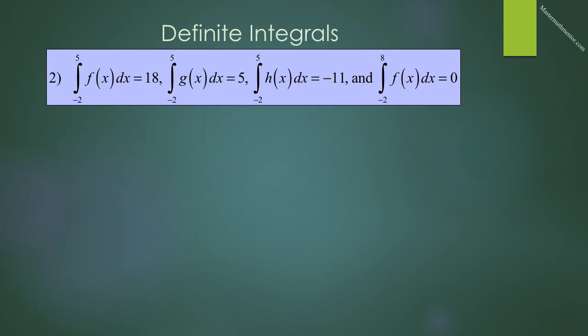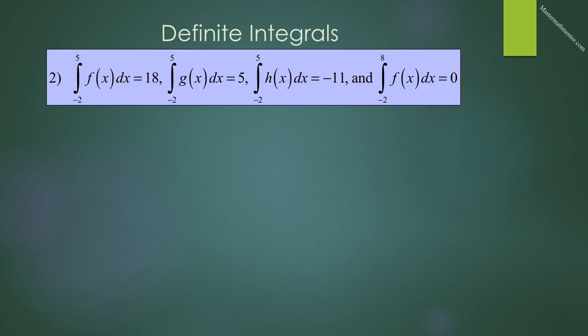In number 2, you are given some information about functions f, g, and h. You're told that the integral from negative 2 to 5 of f of x dx equals 18. The integral from negative 2 to 5 of g of x dx equals 5. The integral from negative 2 to 5 of h of x dx equals negative 11. And also the integral from negative 2 to 8 of f of x dx is equal to 0. It is important to understand what these statements say and what they do not say.